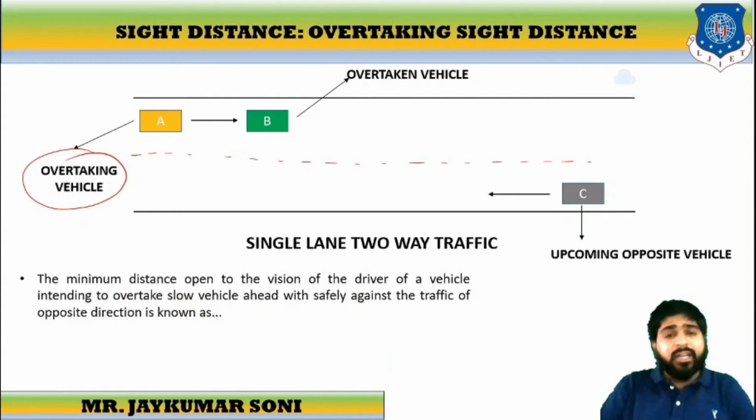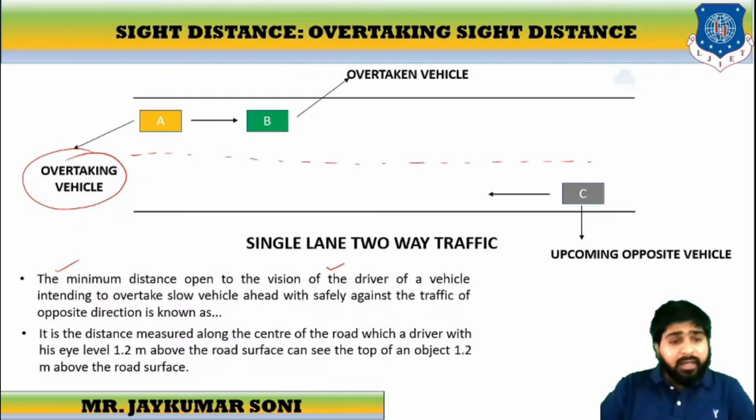So this is the definition of overtaking sight distance: it is the minimum distance open to the vision of the driver of a vehicle who is intending to overtake the slow vehicle ahead safely against the traffic of the opposite direction. It means the minimum distance visible to the driver who is thinking to overtake the slow moving vehicle when traffic of the opposite direction is also there.